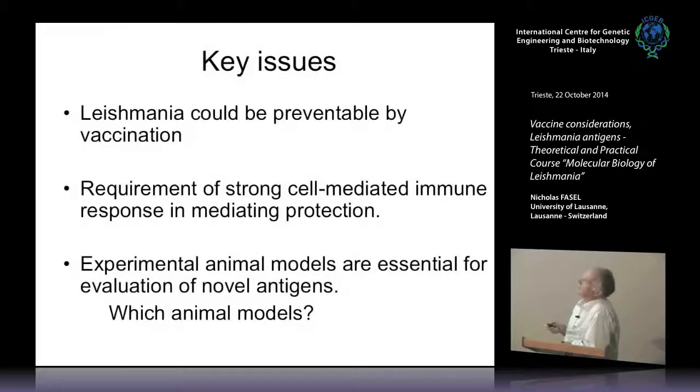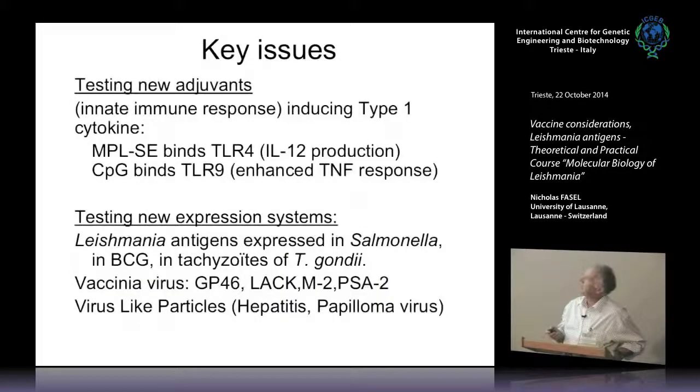So the key issues, I think we should get one day a Leishmania vaccine. It's known that we need a strong cell-mediated immune response, and we need experimental model. The problem is which animal model. Clearly, the mouse is a model, but I think that's the only thing you should do at the beginning and try to switch to monkeys or dogs. I think we need to test new adjuvants, at least use the ones which do exist, like MPLSE, CPG, but then you can have all the problems with CPG.